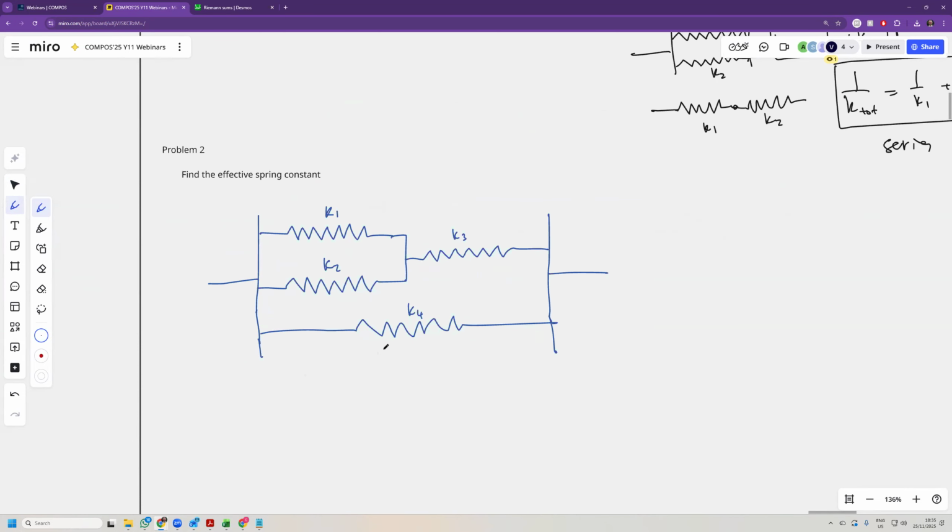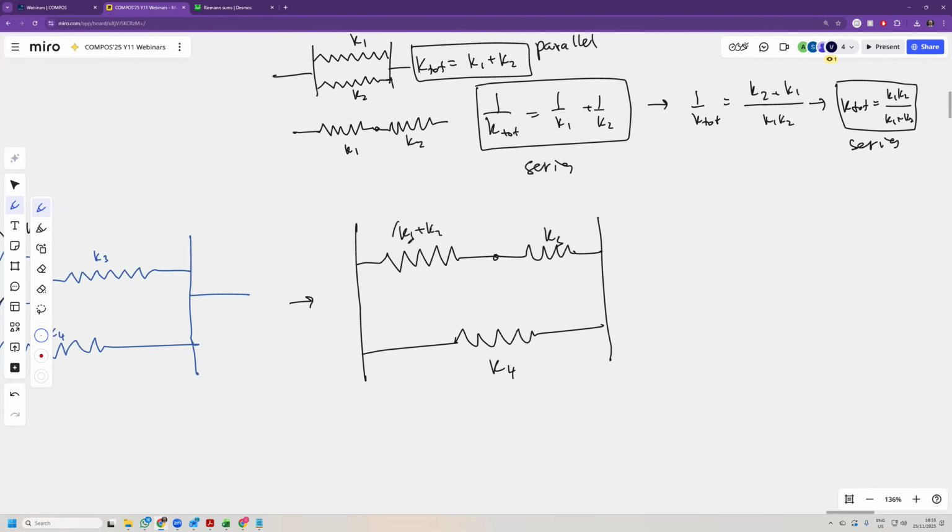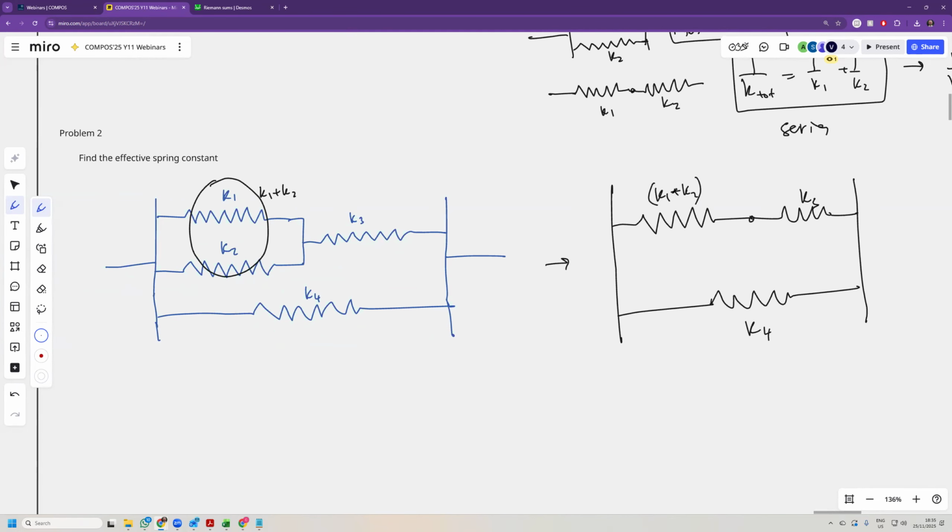Okay, so here we have two springs in parallel. So this spring can be replaced with one spring, which is K1 plus K2. So here we go, K3. This is K1 plus K2. And this is K4. So basically you can replace two parallel springs with one.